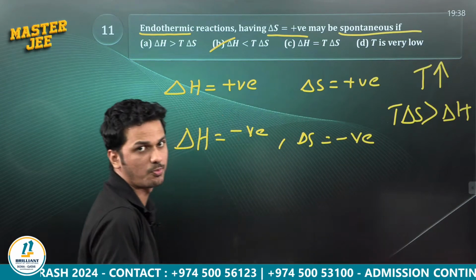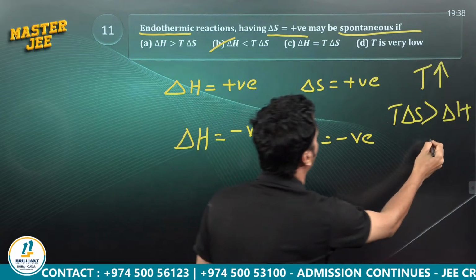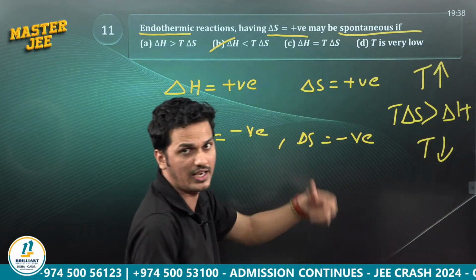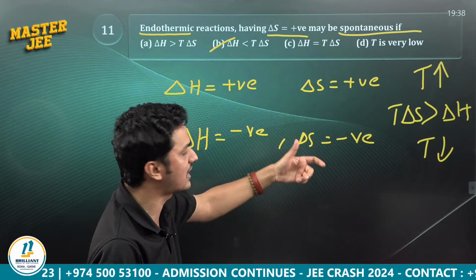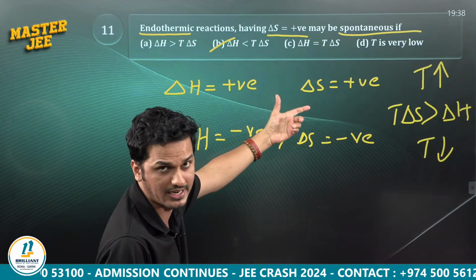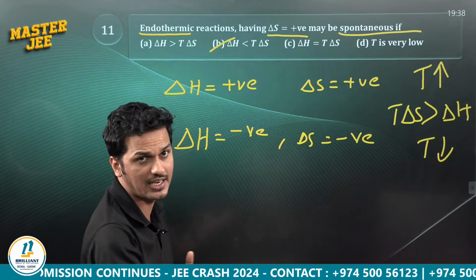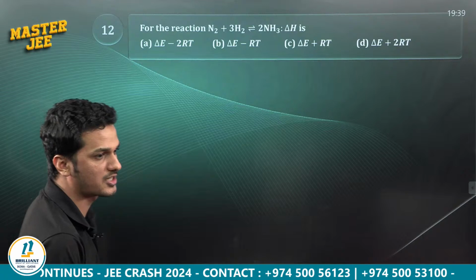Both are negative means temperature should be very low. That time only the reaction will be what? Reaction will be spontaneous. Okay, that idea you understood, I hope. That idea is clear. Ready? Then we can move to the next question, guys.